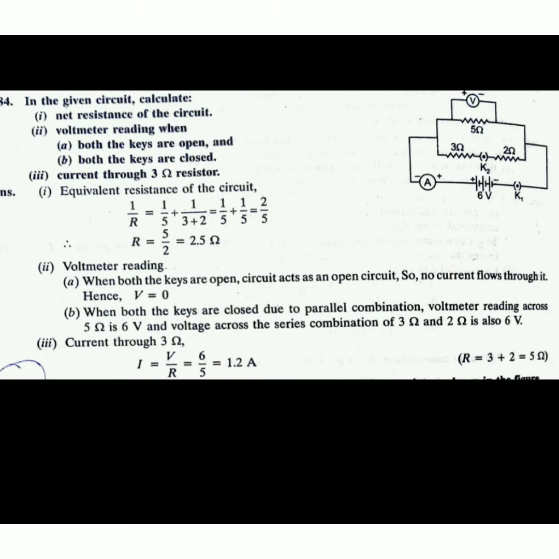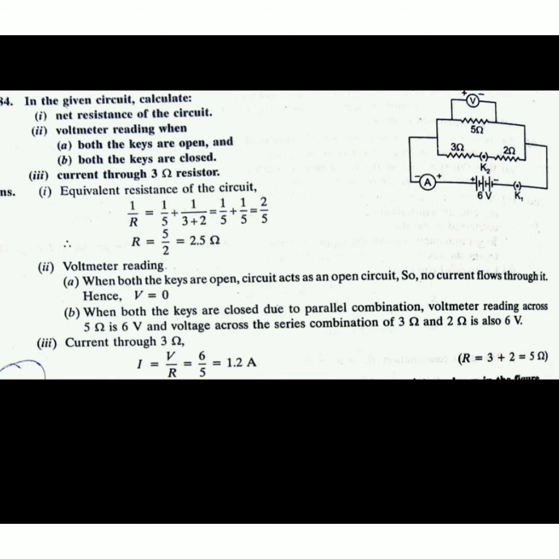So using this circuit you have to solve the question. 3 ohm and 2 ohm are in series combination, and in between K2 key is given, and 1 key is given in the combination, and 6 volt potential is given, and 5 ohm is another resistor which is connected in parallel. So first is net resistance you have to calculate. So 1 by 5 plus 1 upon 3 plus 2. So you will calculate it.